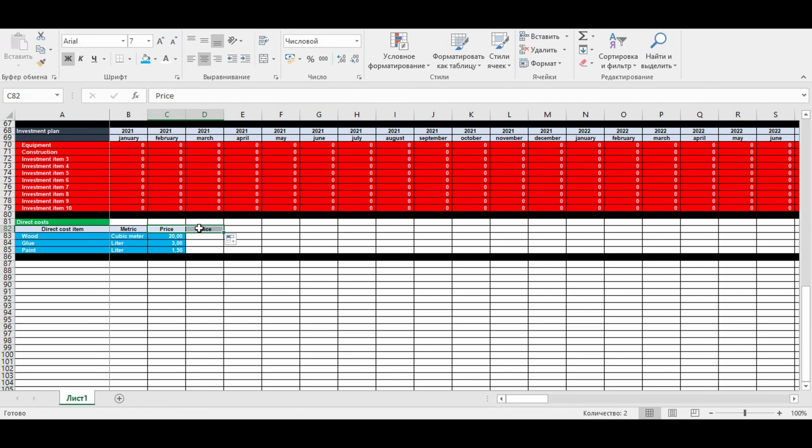Now we have to describe some terms of supply. For example, some direct costs may have some term of supply. If we need wood today, we may have to purchase it 3 months beforehand or 2 months beforehand. Or if we need wood today, someone can bring the wood to the factory just today, and we don't have some period of time to bring the resources to our manufacturing company. So here we can specify the terms of supply in months.